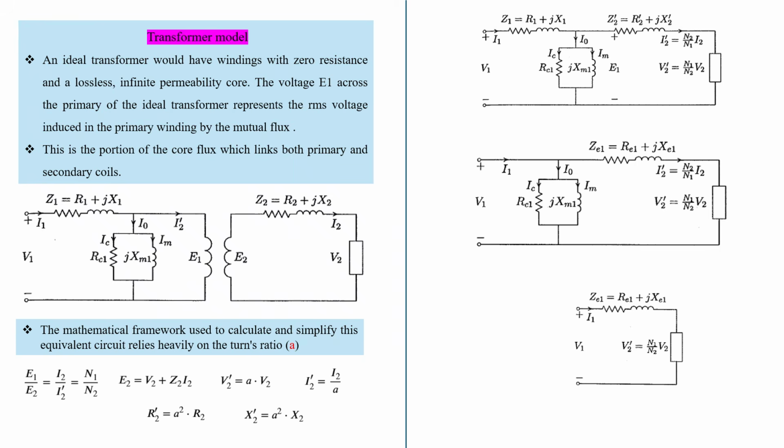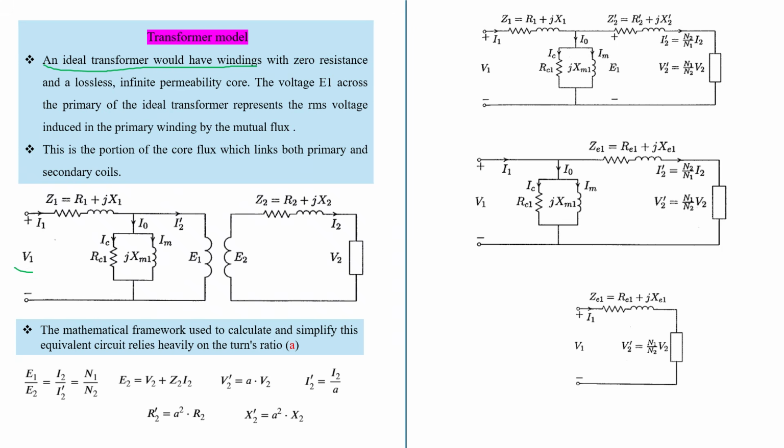In addition to the generator representation, for the case of a generator we have seen that the Norton equivalent circuit is very important. Once we get the internal voltage and internal reactance, we can use a Norton equivalent circuit to model that in a power flow analysis. But when you come to a transformer, transformers are the second component that has to be modeled in power flow analysis. An ideal transformer would have windings with zero resistance and lossless infinite permeability. So this is the equivalent representation of a transformer.